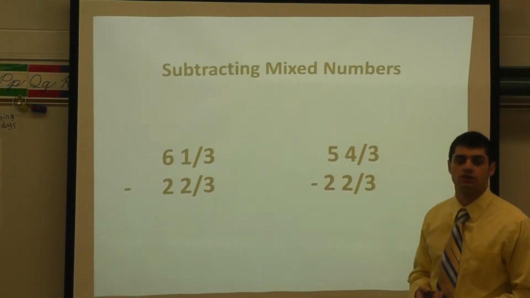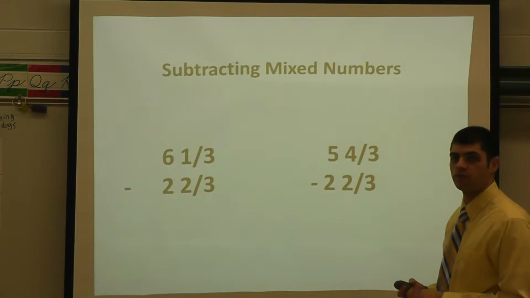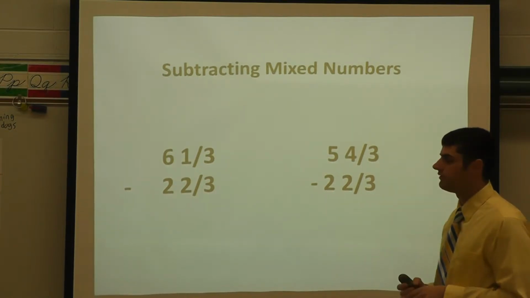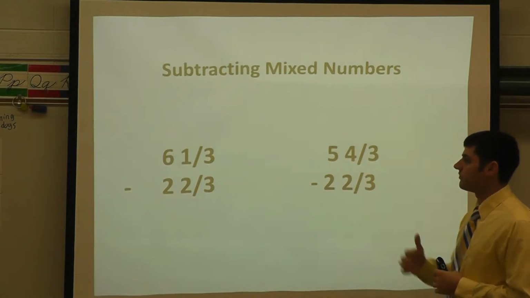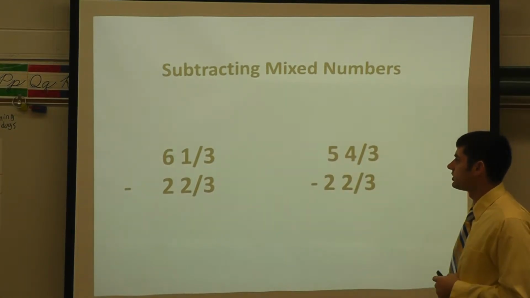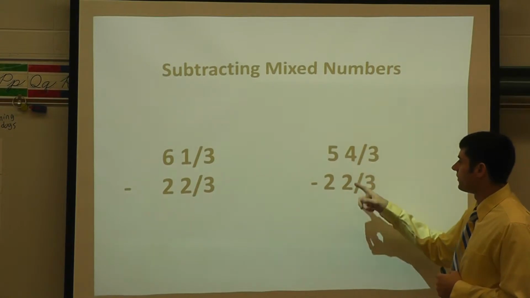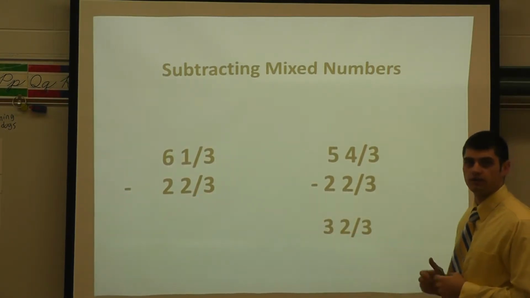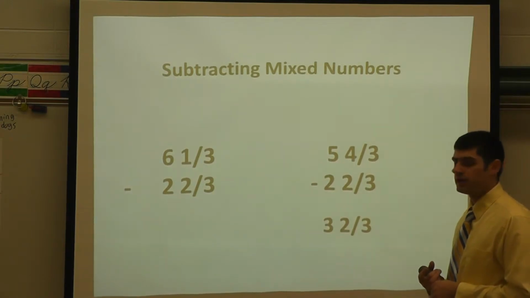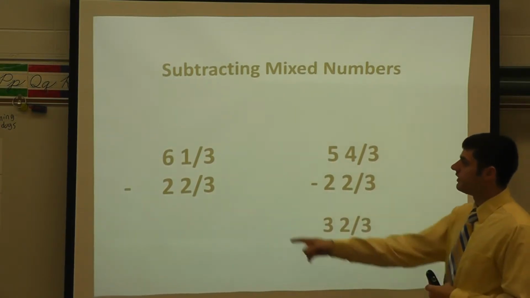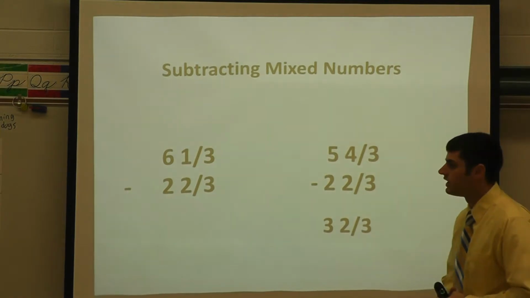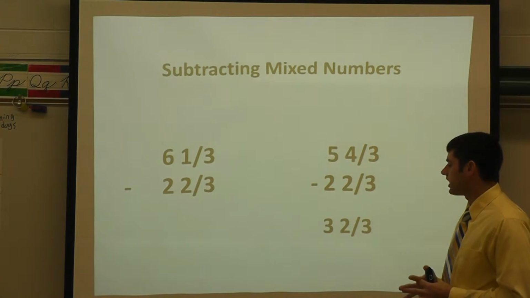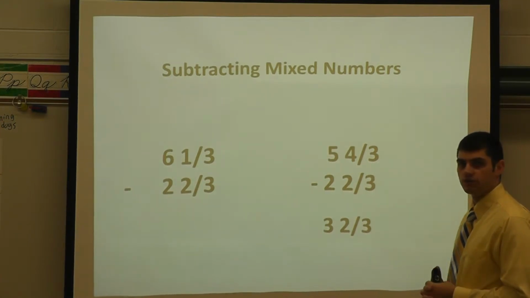Now you might be saying to yourself, well, hey, you have an improper fraction. Don't worry about an improper fraction until we get to the very end. Let's subtract our numbers. If I subtract 5 minus 2, that's 3. 4/3, take away 2/3 becomes 2/3. So my final answer for this problem would be 3 2/3. Again, if I look at my original problem, I had 6 1/3. I took away 2 2/3. My final answer would be 3 2/3.